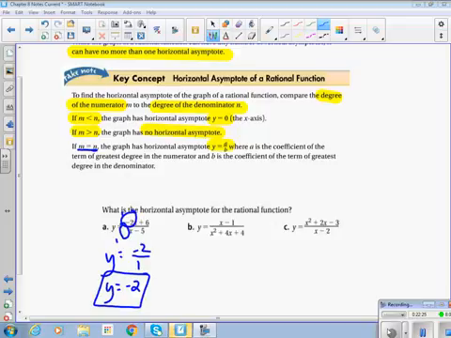Asymptotes are complete lines, so you better have an equation. If you're talking horizontal asymptote, you better have a y equals attached to it. If you input just the number, you're not answering the question correctly.